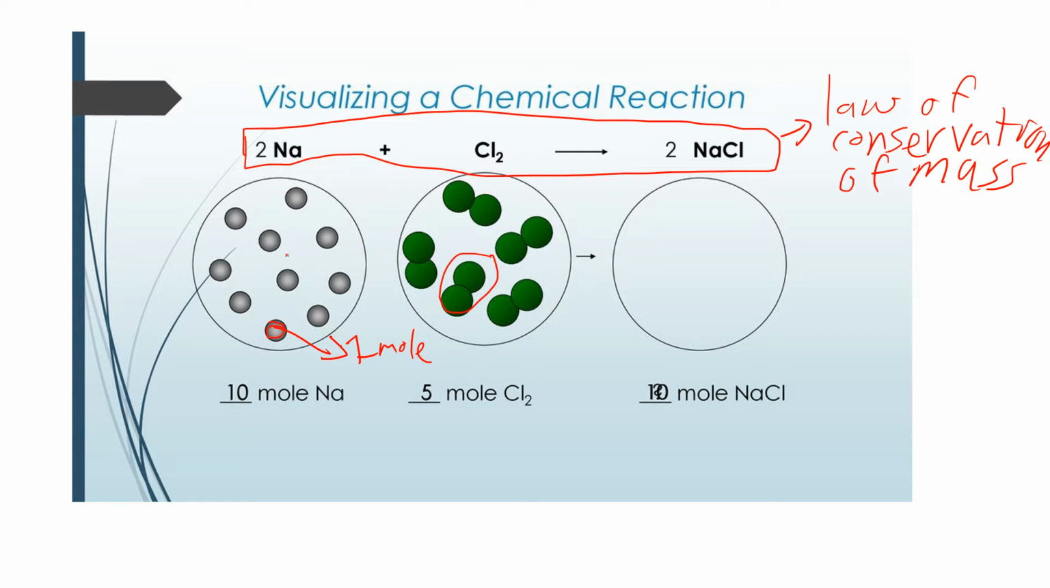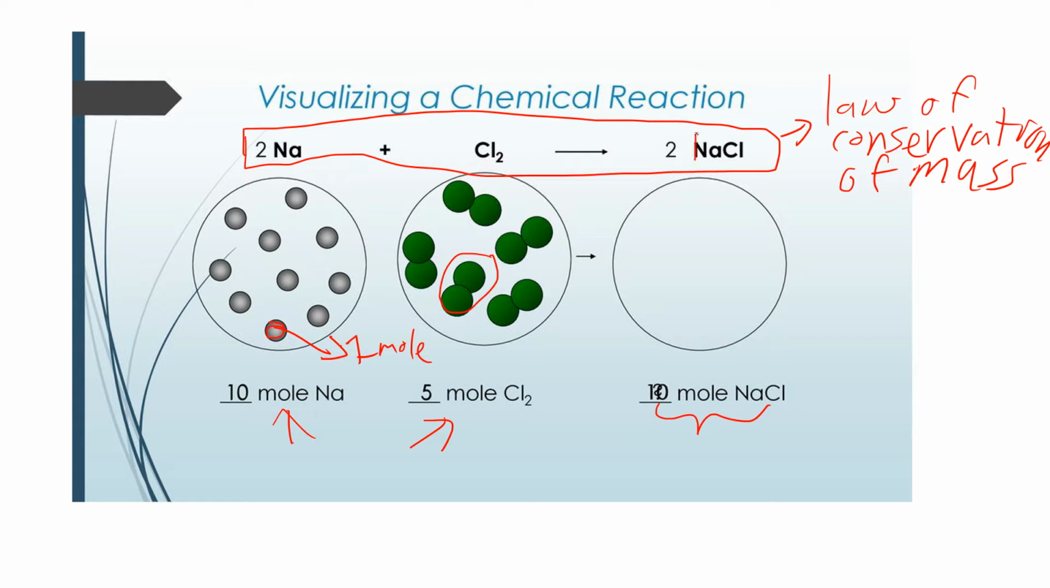Stoichiometry is really asking us how much of this and how much of this will produce how much of this. So in this case, we have 1, 2, 3, 4, 5, 6, 7, 8, 9, 10 moles of sodium. And we have 10 atoms of chlorine, but 5 molecules of chlorine gas. And for the end product, we want to figure out how much sodium chloride we produce.